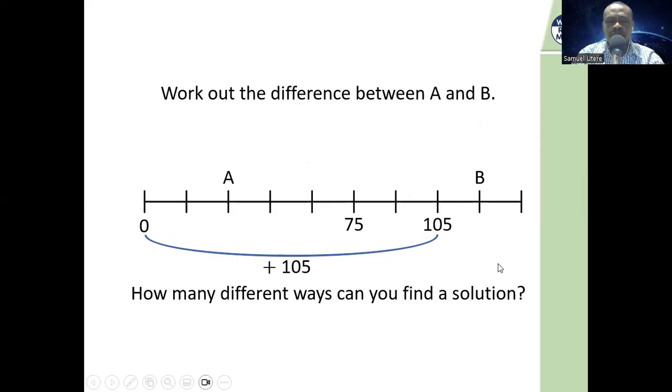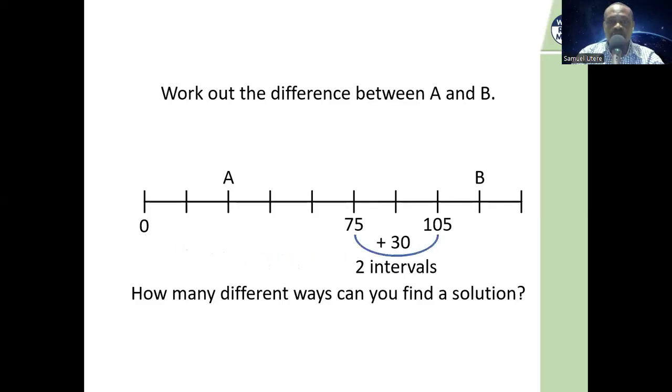But here is the last one that you may not have spotted. But that one looks really quick. In fact, it's a very quick solution. Here again, you see there are 2 intervals. We know that the difference between 75 and 105 is 30, but it's 2 intervals. So 2 intervals is worth 30. So very quickly, I can say I have 1, 2, 3, 4, 5, 6.